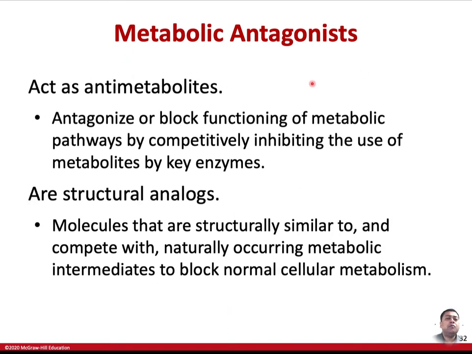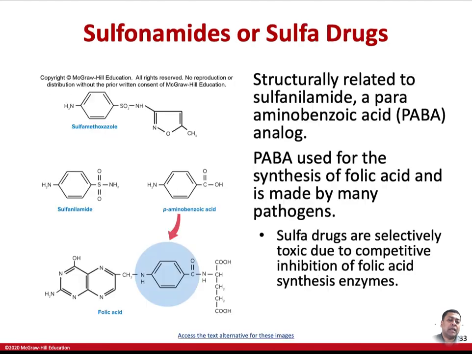The next group of antibacterial drugs are known as the metabolic antagonists. These drugs act as antimetabolites. They antagonize or block the functioning of a metabolic pathway by competitively inhibiting the use of metabolites by some of the key enzymes. These are usually structural analogs, and these molecules are structurally similar enough to compete with the naturally occurring metabolic intermediate to block the normal cellular metabolism. Unfortunately, drug resistance also occurs with these drugs as well.